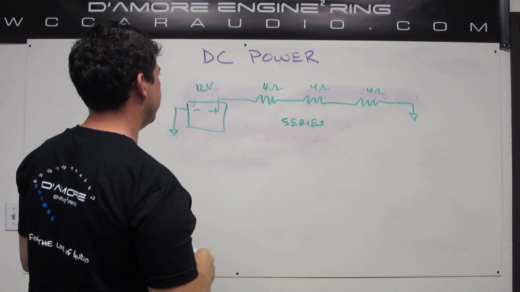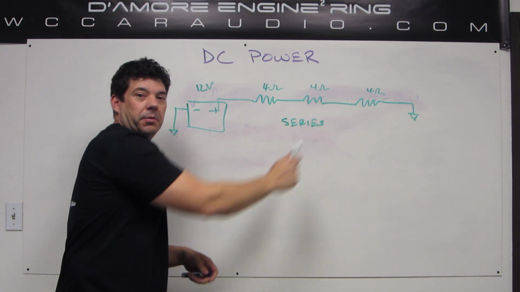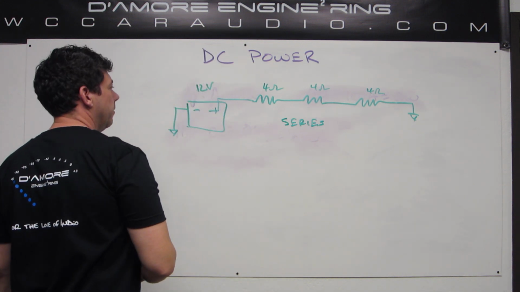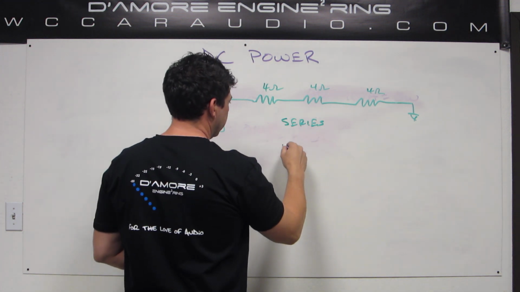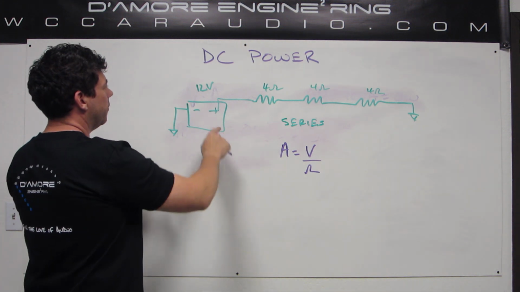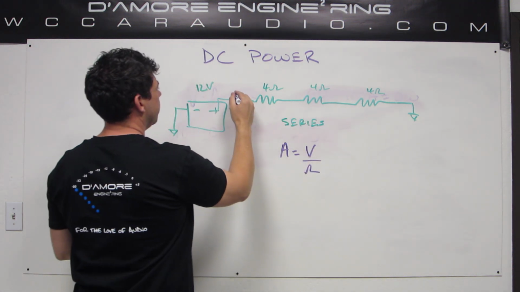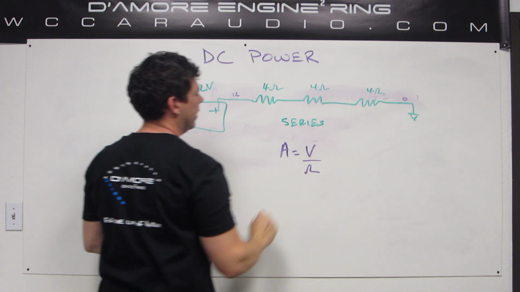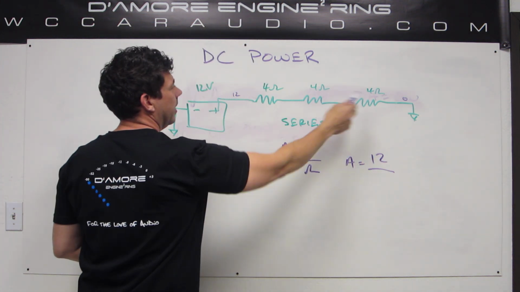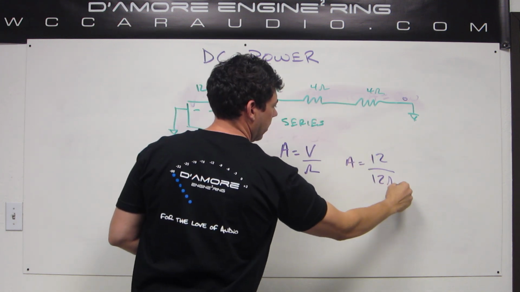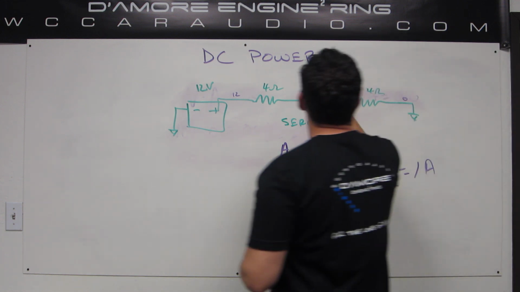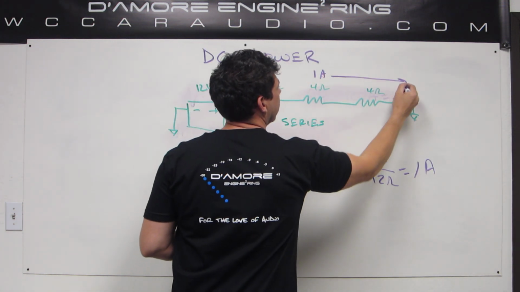So we want to figure out how much power is going to each one of these loads. But first we need to know how much current is going through there. And we know, from one of our equations, that amps is volts divided by ohms. Well, we have 12 volts here, and this is ground, so this is 0. So we have 12 divided by, these add up, 12 ohms, or 1 amp. Okay? So we know we have 1 amp of current flowing through here.